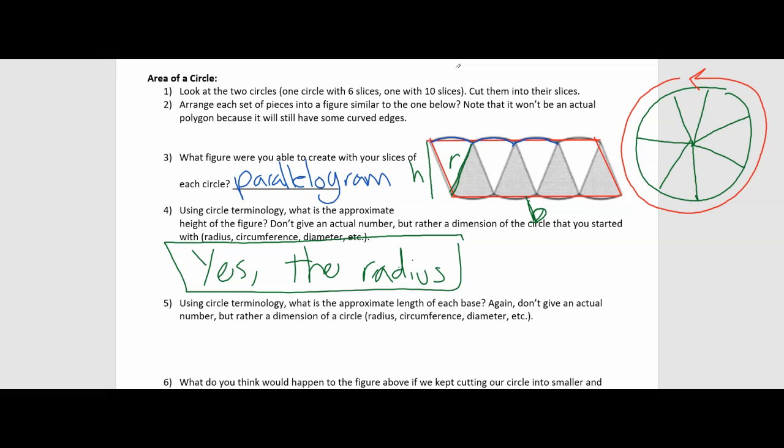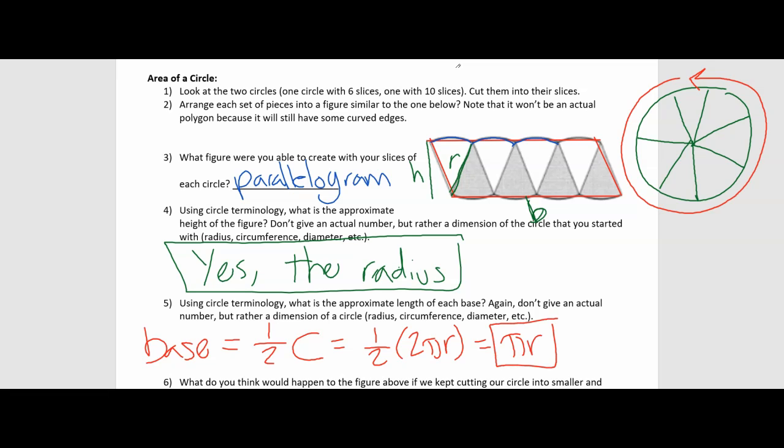But we have to think, right? Half of those curved wedges are for the top base, half of those curved wedges are for the bottom base. So the base, or the bases, are actually equal to 1/2 the circumference, which is equal to 1/2 times 2 pi r, right? 2 pi r was the formula we came up with for circumference up above. And then if I simplify even further, I get pi times r. So the bases are approximately equal to pi times the radius of the circle.